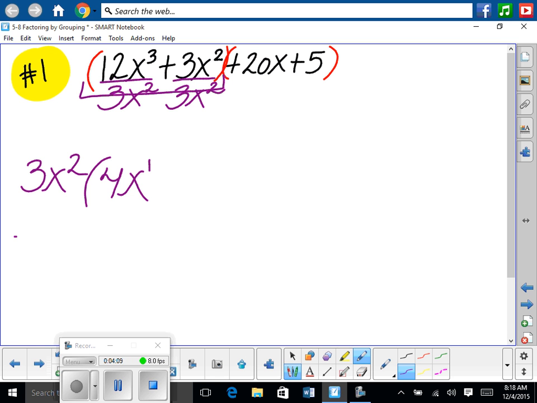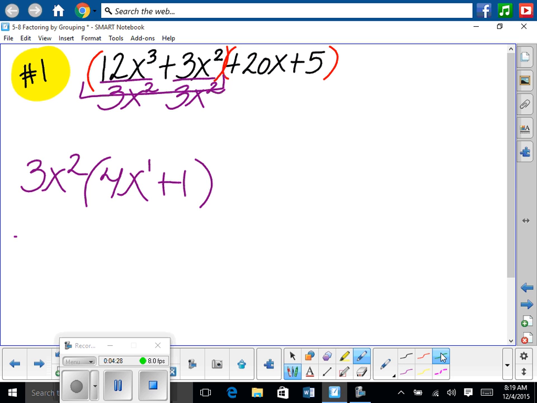Absolutely. Properties of exponents. We subtract the top from the bottom. You're absolutely right. Okay, very good. All right, moving on to the next term. 3x squared divided by 3x squared. Is it 0? It's 1. Anything divided by itself is 1. So 4x to the first plus 1. Questions on that piece? Okay.